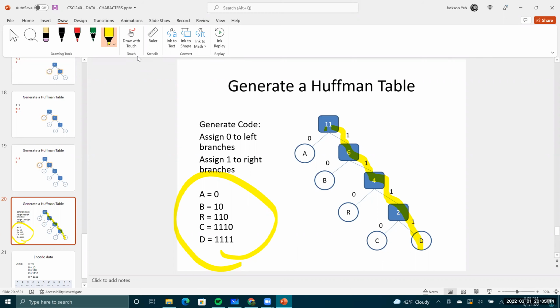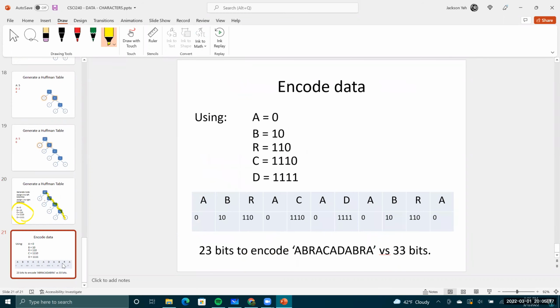So if we take that and we now encode abracadabra using this coding, A is now 0, right? So let's take a look at this. A is 0, so I put zeros for A's. B is 1, 0, so I put 1, 0 for all the B's, right? And I'll do it for all the rest of them. Once you put all those in, count up the bits that you had. And you're going to see that using Huffman, you only needed 23 bits to encode abracadabra versus the 33 bits we needed earlier using a fixed width.